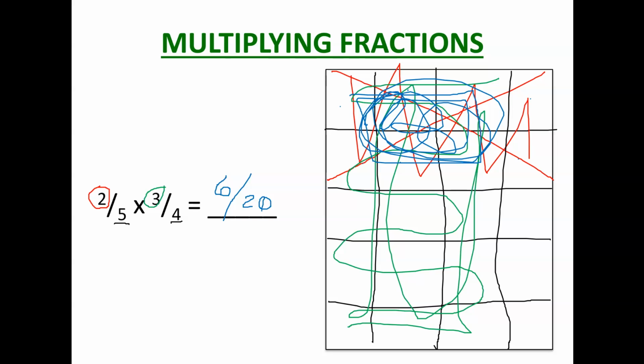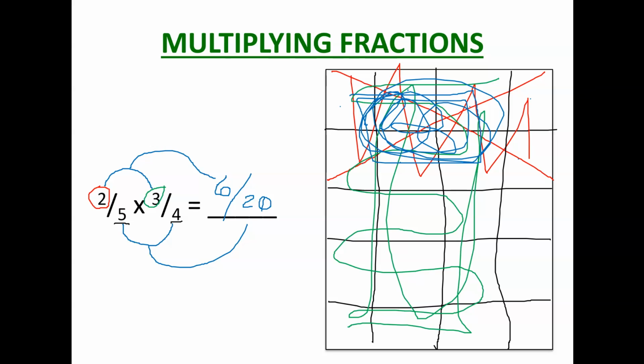However, if you think back to our arithmetic shortcut, all we really needed to do was multiply the numerators together and then multiply the denominators together. 2 times 3, our 2 numerators, give us 6. 5 times 4, our 2 denominators, give us 20. So that shortcut also gives us 6/20.